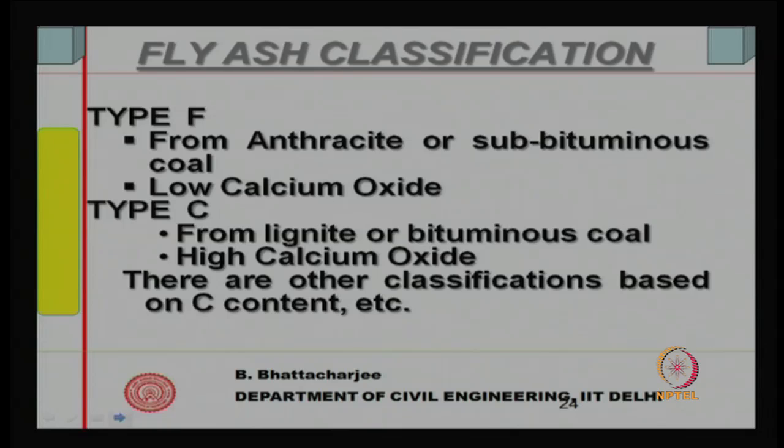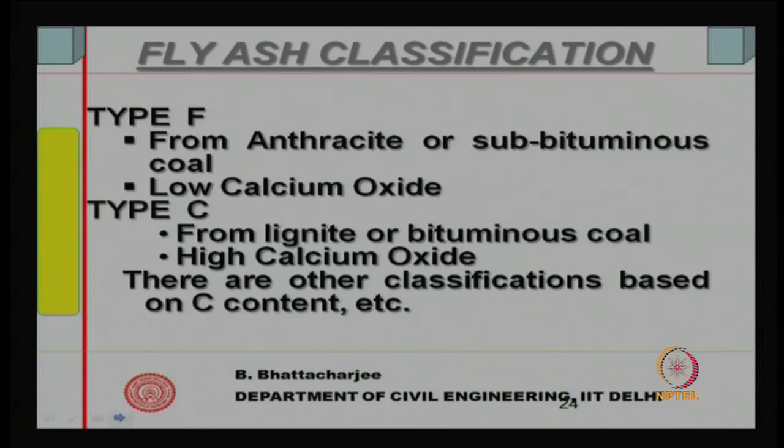So, classification, now I can talk about the classification of fly ash. There are many ways of classifying fly ash, but the ASTM classification is based on the lime content. Okay. There are other ways of classifying, but the most commonly adopted classification is based on lime content, and that is the ASTM classification. So, you have two classes, class F and class C, and that is what it is. So, class F or type F or type C.